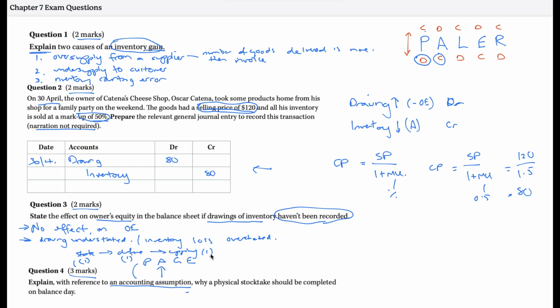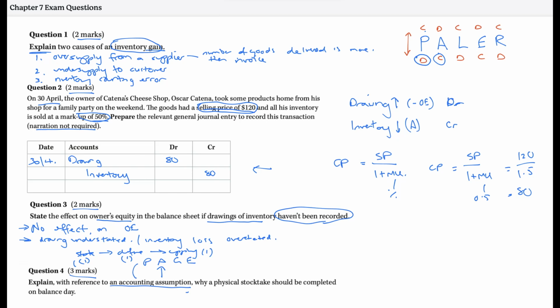We need to state it. We need to define it. Show in your answer that you understand the meaning or rule or definition of accrual basis. And then importantly, you need to apply it to the situation. Why should the stock take be completed on the balance date?